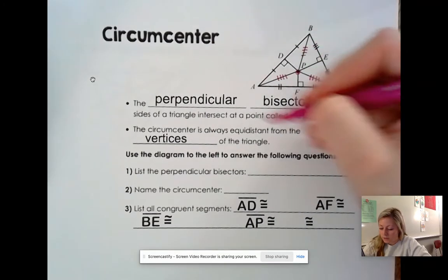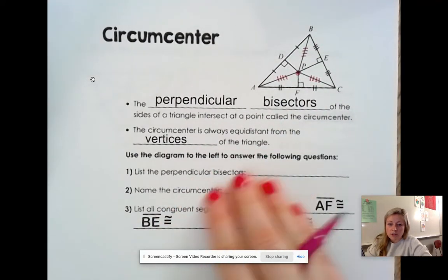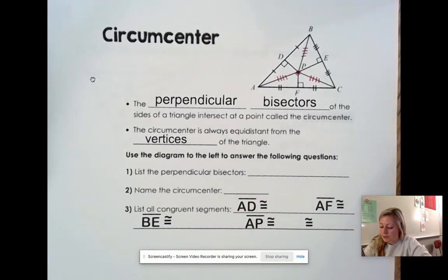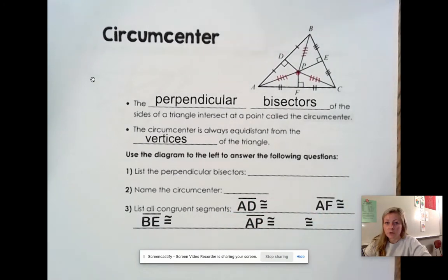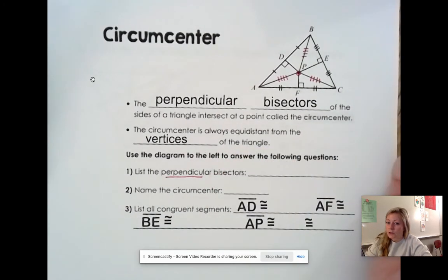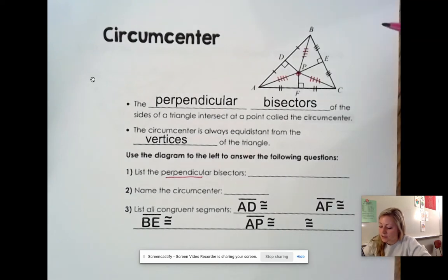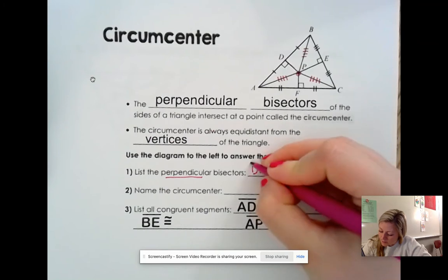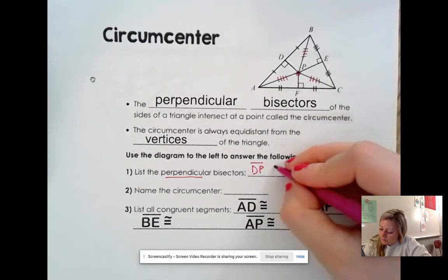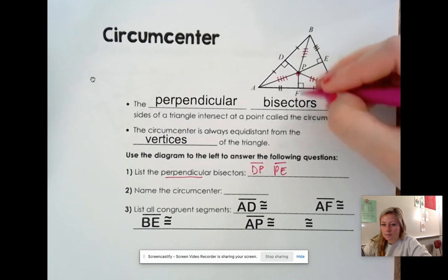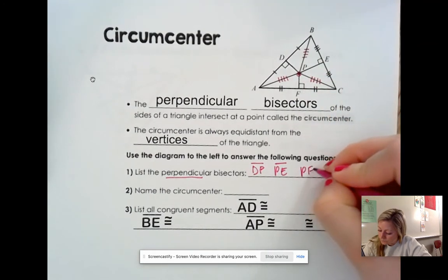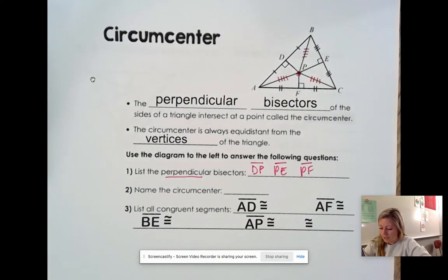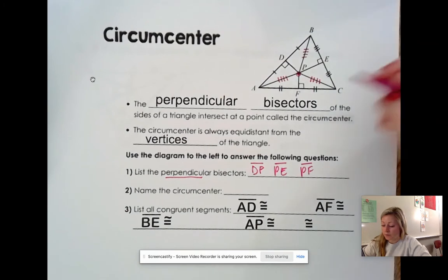Okay, now we're going to use this picture to answer some questions down here. It says list the perpendicular bisectors. So there is a lot of segments happening here. Your key word there is perpendicular. So you're looking for those little boxes, right? Because we know perpendicular means we get right angles. So our perpendicular bisectors would be segment DP, segment PE, and segment PF. Name the circumcenter. Well, we already said that was what, folks? P.